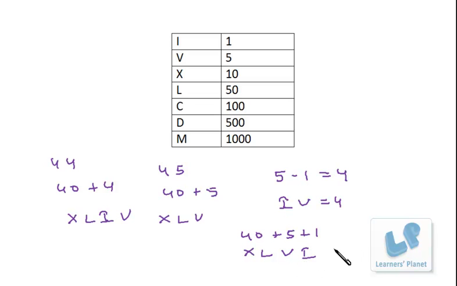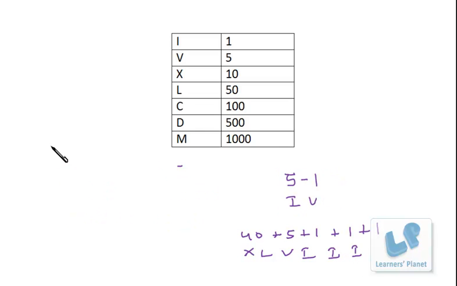Similarly 47, for 47 we will be adding one more I over here. That is 47, and for 48 further one more I. Okay, so it's 48. Now let's write 49. Now what 49 is? It is 40 plus 9, or I can say 40 plus 5 plus 4.